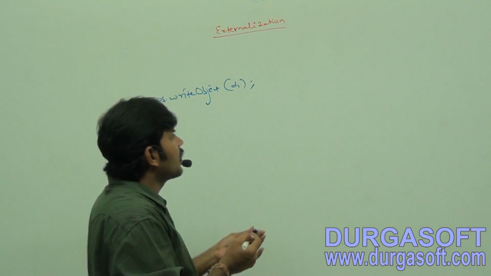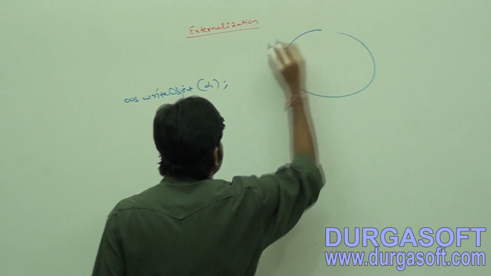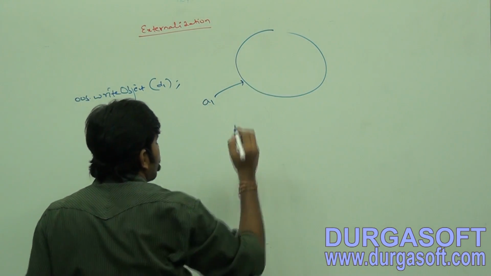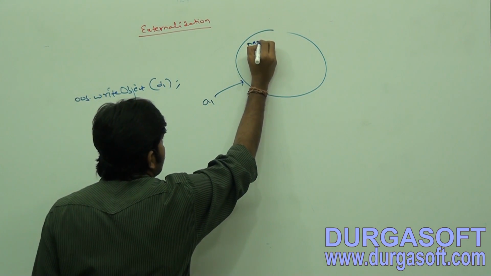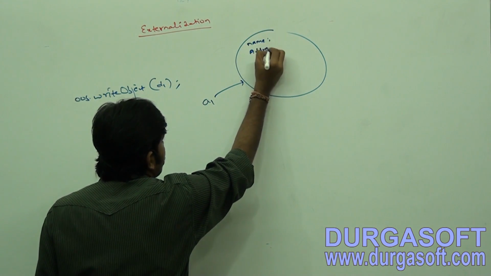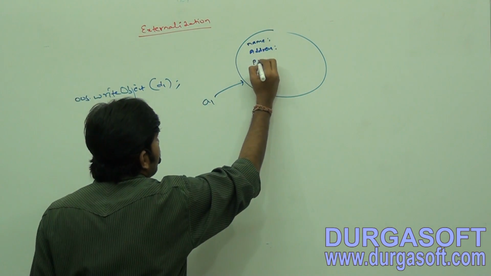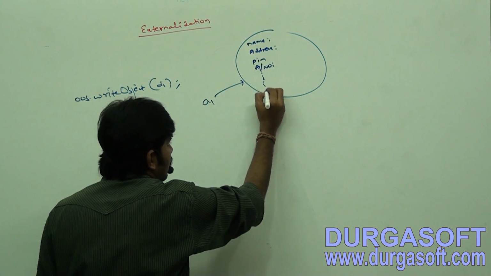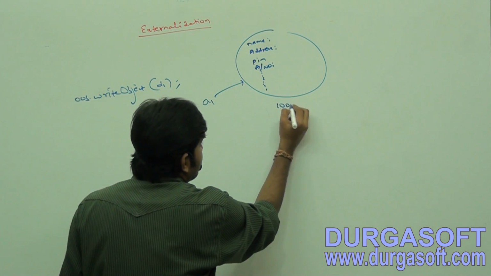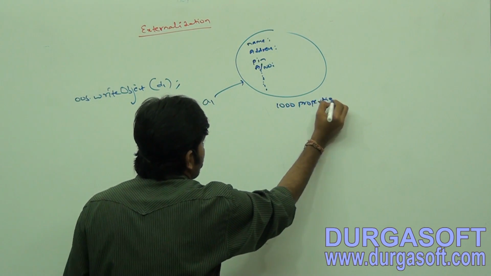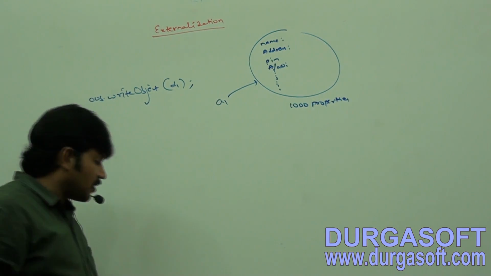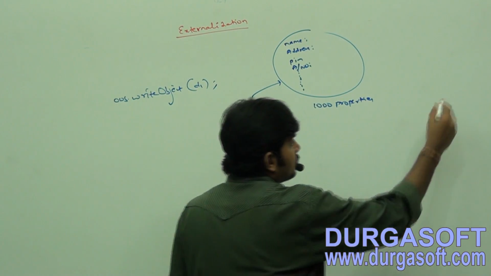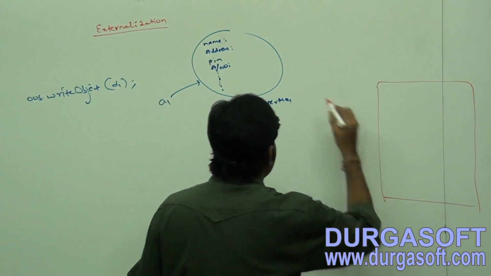But assume, sir, I have one account object. For every account object there are several properties: account holder's name, address, PIN number, account number, like 1000 properties in this account object. Now my job is that I want to serialize this object.